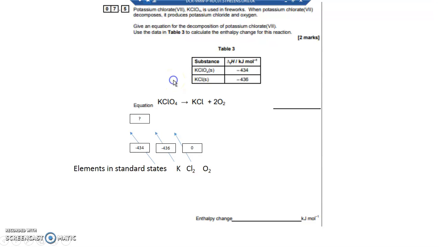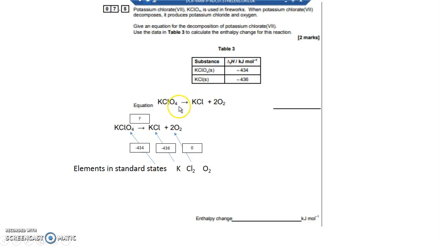Okay, let's just do spoilers on this one. Potassium chlorate, KClO4, is used in fireworks. It says it breaks down potassium chlorate 7. Let's work out where the chlorate 7 comes from. Where does that 7 come from?